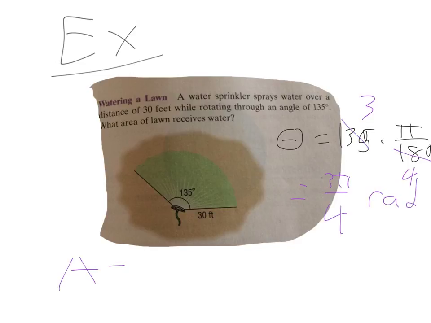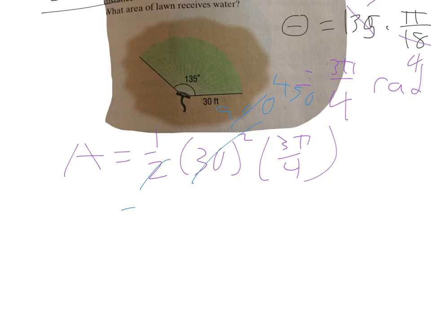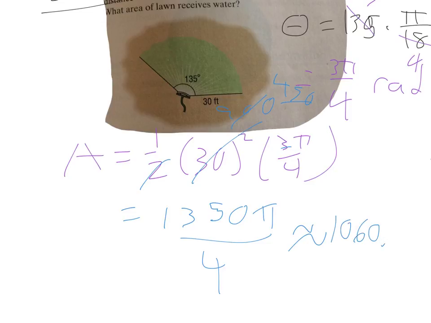So if you want to find the area, it'd be 1/2 times 30 squared times 3 pi over 4. Alright, 30 squared is 900. Divided by 2 gives you 450. So you end up with 450 times 3 times pi, which is 1350 pi over 4, which is approximately 1060.29 square feet.